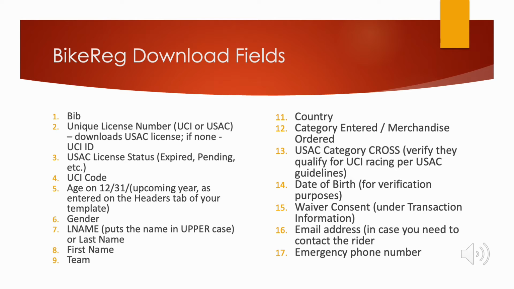The rider's date of birth for verification purposes, the waiver consent so that you know that they've signed a waiver in BikeReg, the email address in case you need to contact the rider, and the rider's emergency phone number. All of these fields will not be importing into the template, but it's good to have these on hand in case you need them for emergencies.